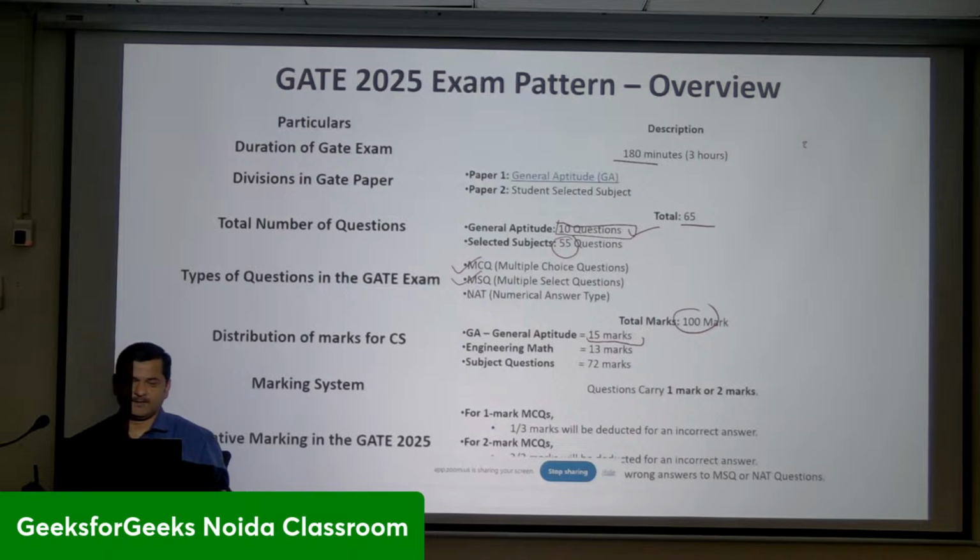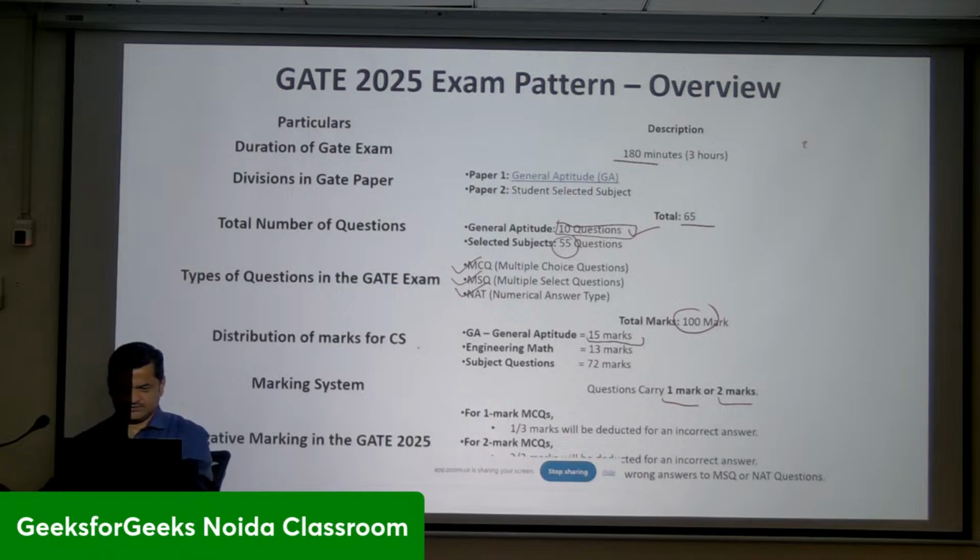NAT, the numerical answer type. Most of the time the questions are bifurcated into 1 mark and 2 marks. Here you can see that questions carry the weightage of 1 mark and 2 marks, and all the NAT and MSQ types are mostly classified as 2 marks. If they have some depth in logic, then in that case the marks will be increased in weightage.